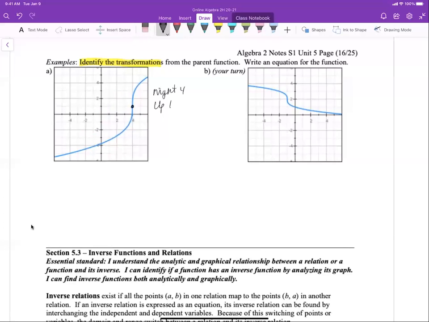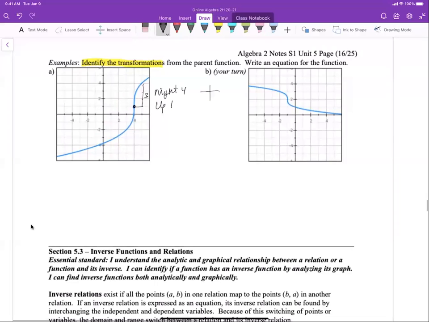However, I am going over 1 and I have gone up 3. And I expected to have, if I had an x of 1, I would have expected the cube root of 1 to be 1. And so I had an output of 3. So I had to multiply my output by 3. So I have a vertical dilation of 3. Okay. So those are the 3 things.